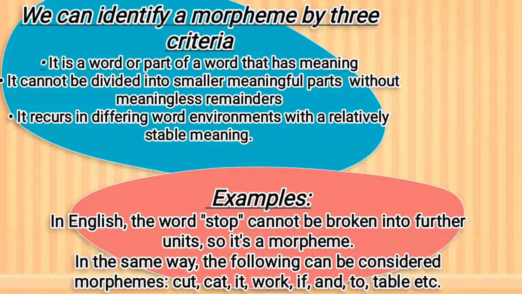We can identify a morpheme by three criteria. 1. It is a word or part of a word that has meaning. 2. It cannot be divided into smaller, meaningful parts without meaningless reminders. 3. It reoccurs in differing words environments with a relatively stable meaning. Example, in English, the word stop cannot be broken into further.